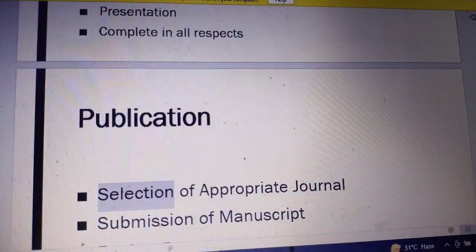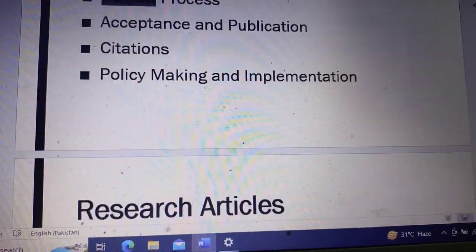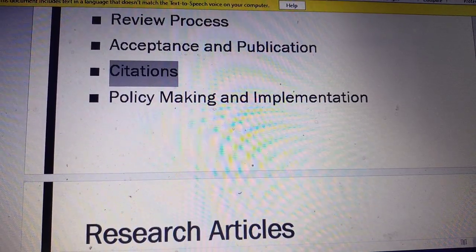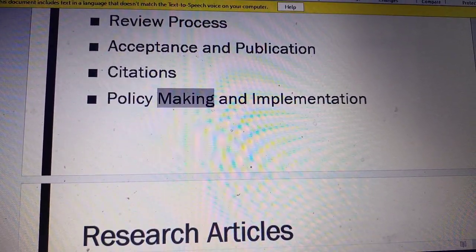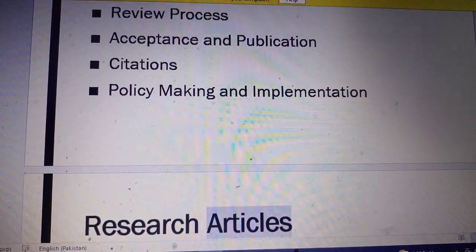Publication. Selection of appropriate journal, submission of manuscript. Review process. Acceptance and publication, citations. Policy making and implementation.